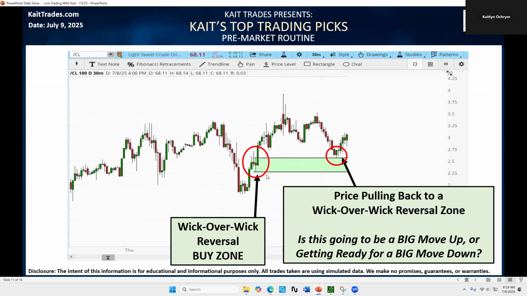How about this one? Crude oil wick over wick reversal buy zone. Price is pulling back to that zone. So now this is more of the quiz question. What do you guys think? Is this going to be a big move to the upside? Or is it getting ready for a big move down? What do you think?